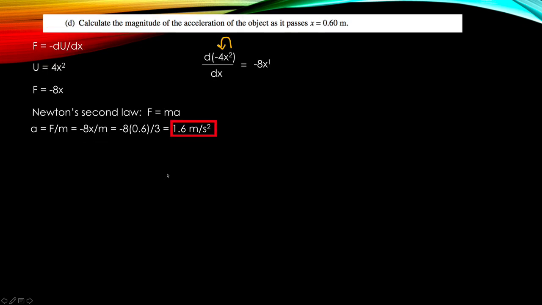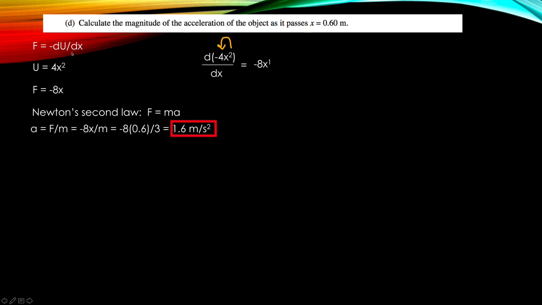So part D asks us to calculate the magnitude of the acceleration of the object as it passes x equal to 0.6 meters. So this formula, force is equal to negative dU/dx, is going to be used in this part, because that's one formula that relates the acceleration to the potential, and we'll see here that F is equal to ma.